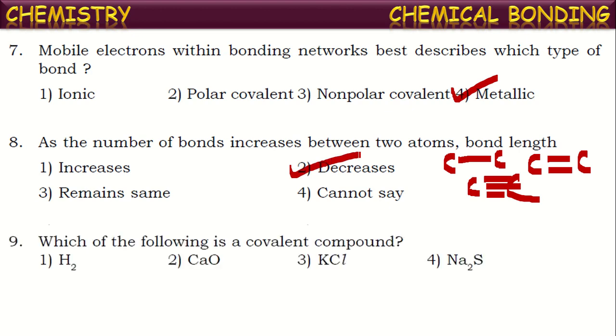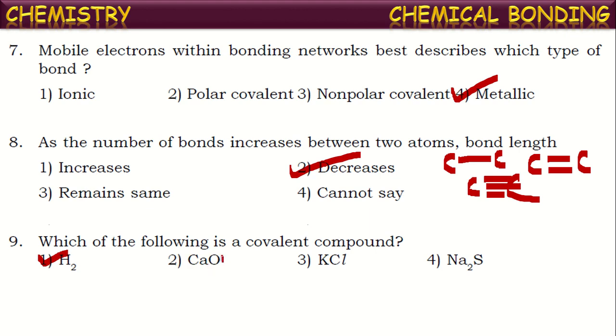Okay, next. Which of the following is a covalent compound? See, which of these represents a covalent compound? See the first one, the H2 molecule, which is formed between two non-metallic atoms. Generally, the bond formed between non-metals will be covalent. So, H2 is a covalent compound.